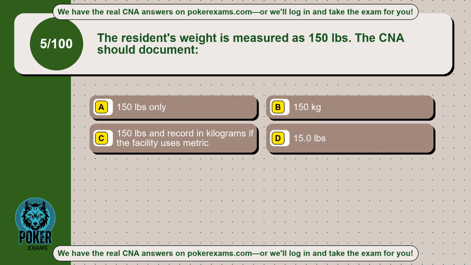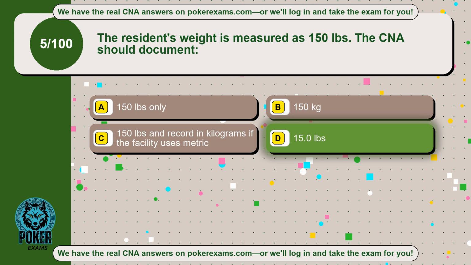Question 5. The resident's weight is measured as 150 pounds. The CNA should document: Option A. 150 pounds only. Option B. 150 kilograms. Option C. 150 pounds and record in kilograms if the facility uses metric. Option D. 15.0 pounds. The correct answer is option D.